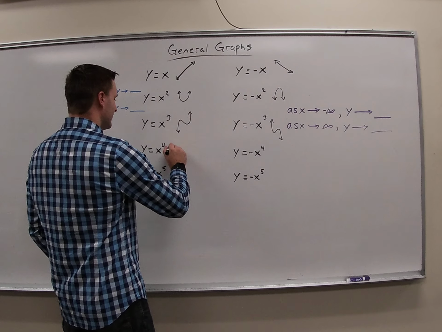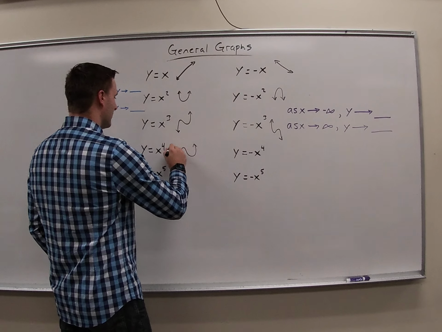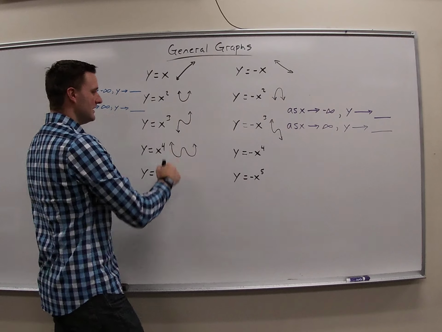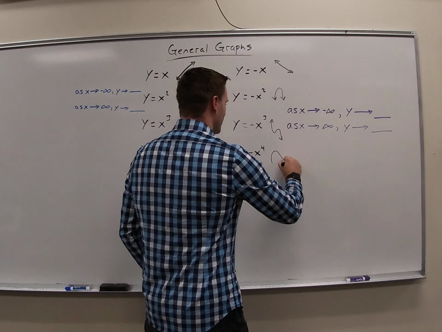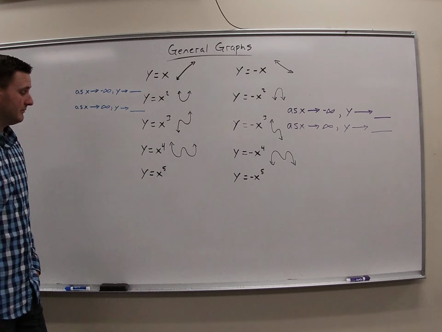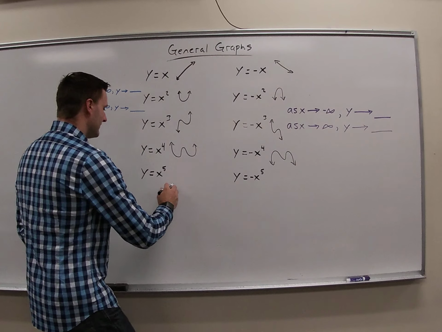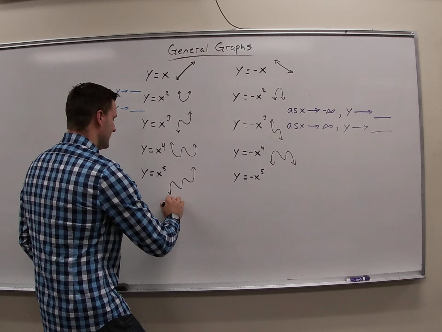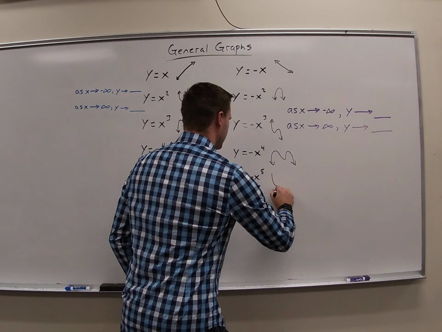X to the fourth makes this W-shaped graph, or almost like two parabolas. And again, if that's negative, it would kind of make a little McDonald's sign. They love to see you smile, by the way. And then x to the fifth, this looks like x to the third, but just with an extra curve in there. It's curvy.